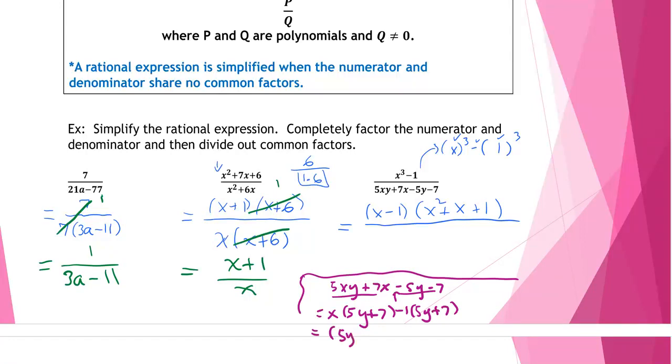And then that's going to give me 5y plus 7 and x minus 1 as the two factors for the denominator. So I have 5y plus 7 and then x minus 1. You can see that the x minus 1s are the common factors. They divide out. And this leaves me with x squared plus x plus 1 all over 5y plus 7 as my final answer.